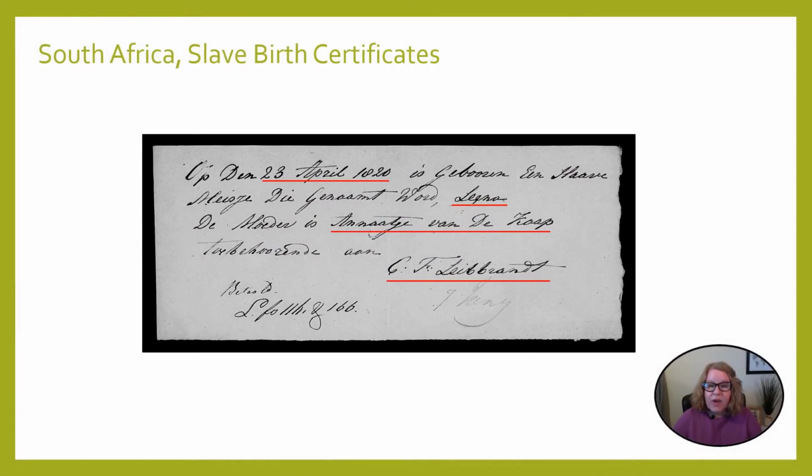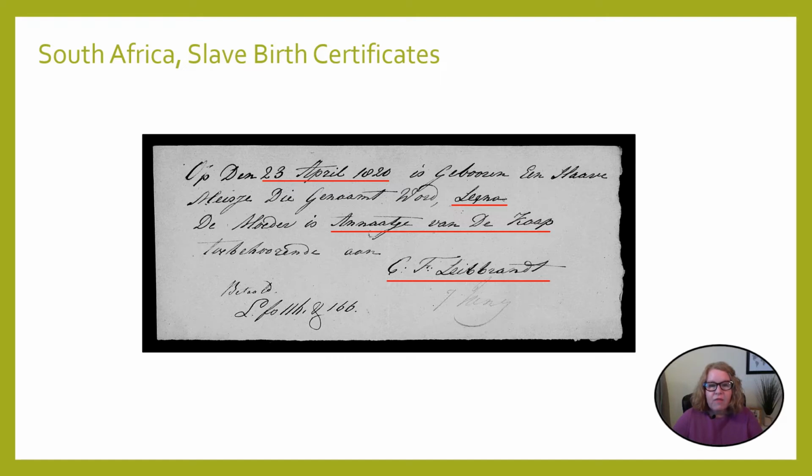Now, another set of records which can help trace enslaved persons is FamilySearch's collection of slave birth certificates and slave death registers. Let's take a look at an example here of a slave birth certificate. Written in Dutch, the birth of the slave girl named Lena is noted as occurring on the 23rd of April 1820, and her mother is named as Anneke van de Kaap. The register notes that they were both the property of a Mr.